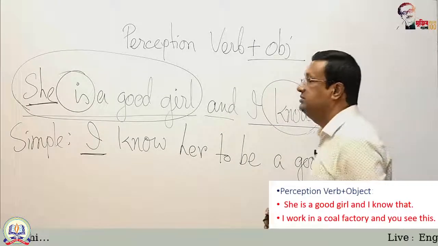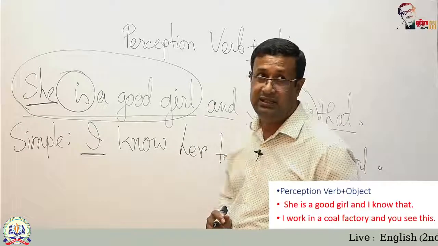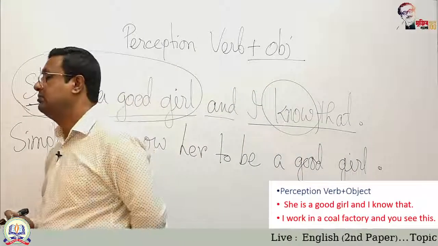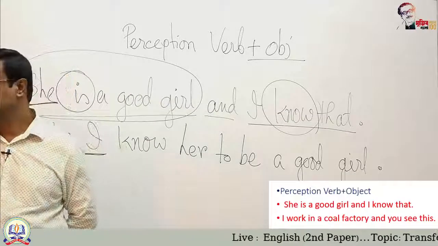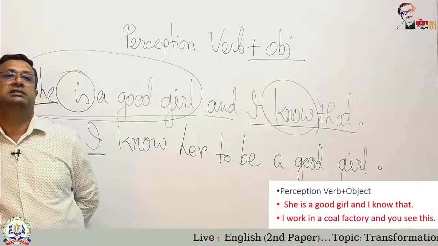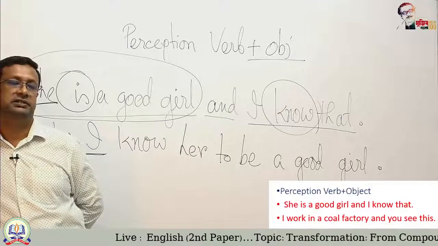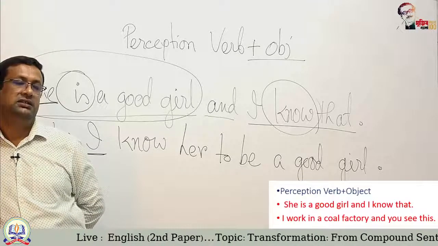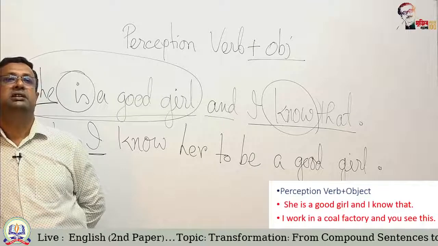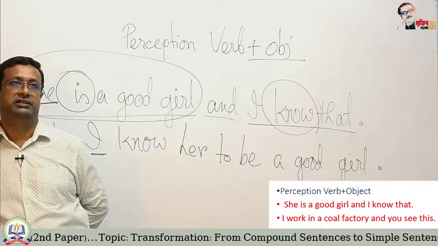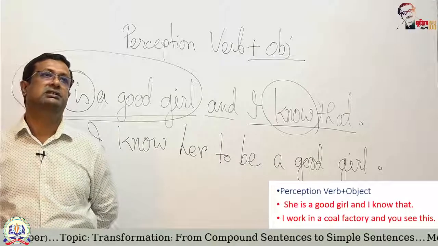In this way, we can change the compound sentence into a simple sentence. I work in a coal factory and you see this. If I state this sentence, you will say, you see me working in a coal factory. In this way, we will change now.